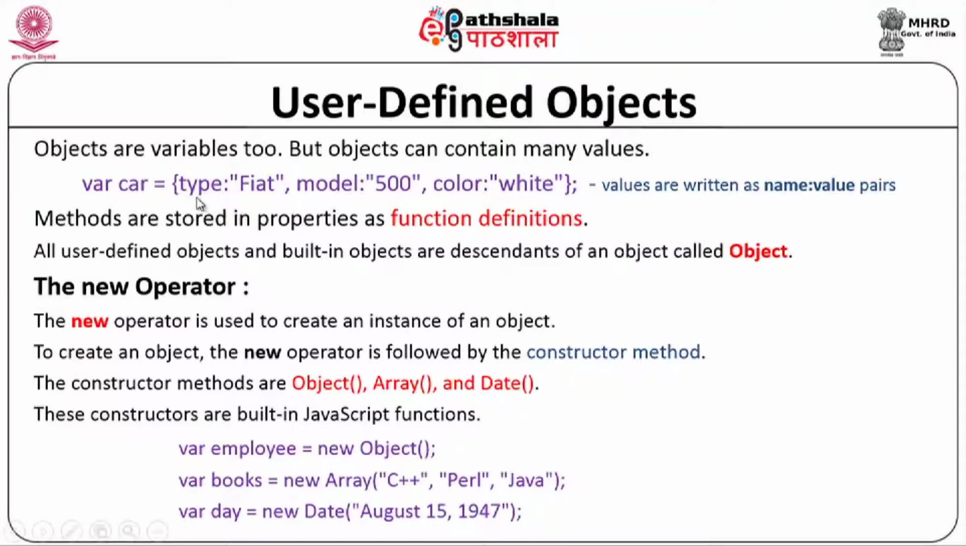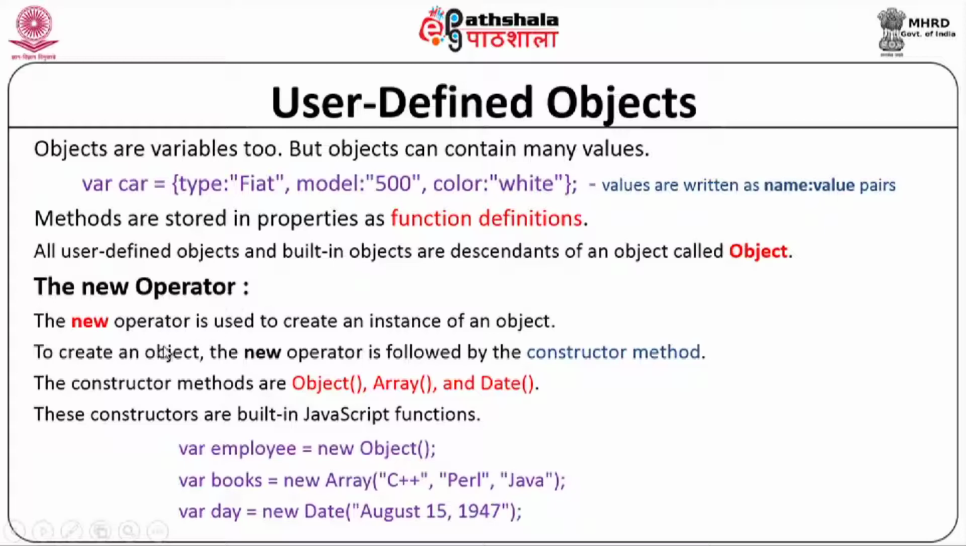Here it takes three properties called type, model and color. You put a colon and then give the value. Every property that appears in an object is a name-value pair. So with the name and value you can mention the properties for the object.